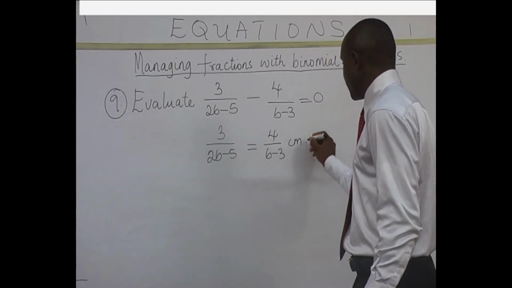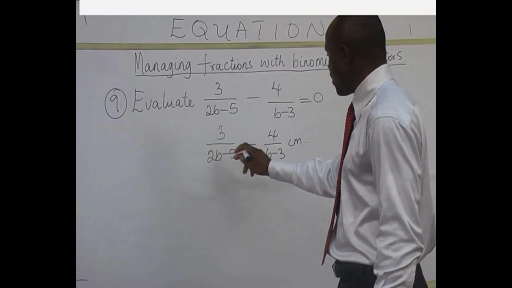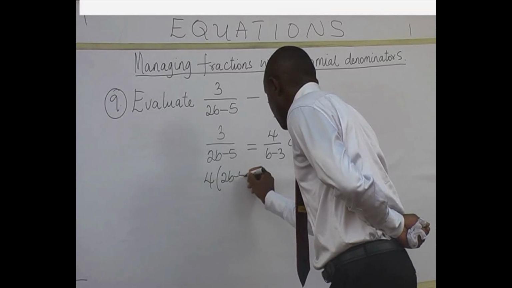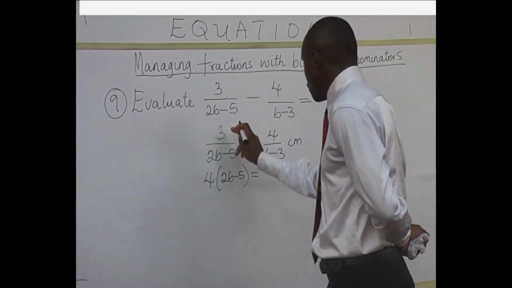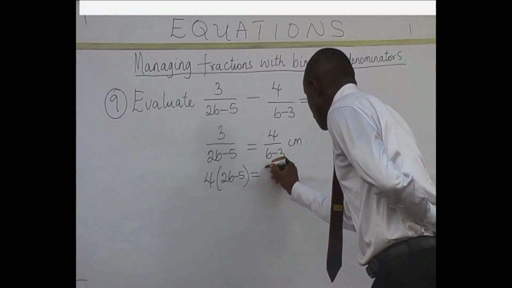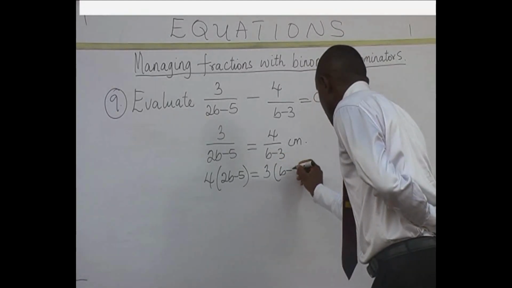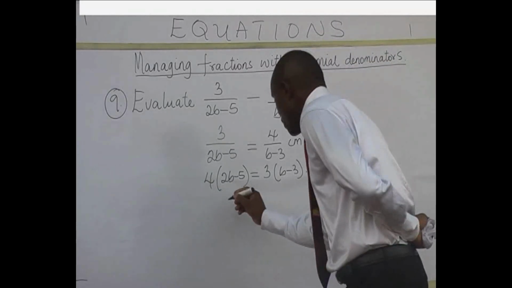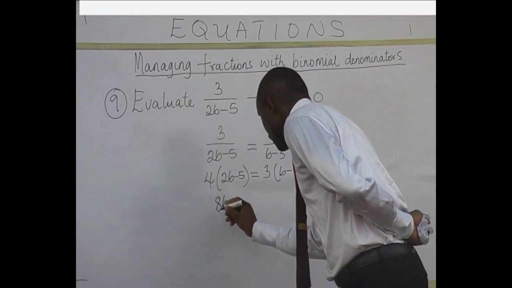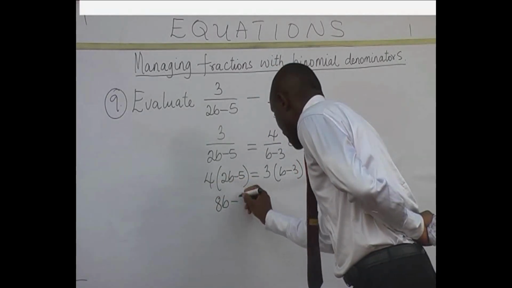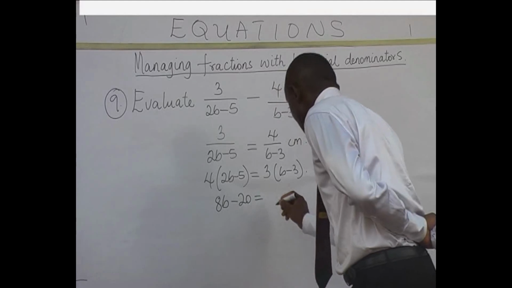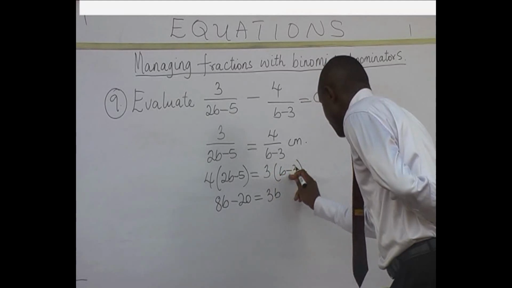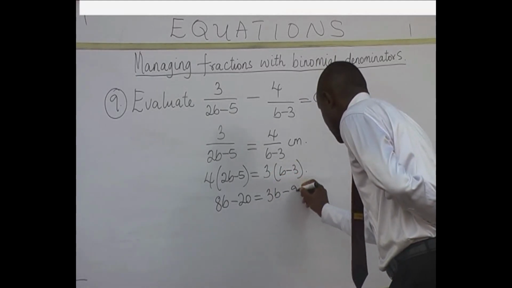Cross multiply. 4 times 2b minus 5 will give you 4 into 2b minus 5. It's going to be equal to 3 times b minus 3. It's going to give you 3 into b minus 3. Remove brackets. 4 times 2b will give you 8b. 4 times minus 5 will give you minus 20. Will now be equal to 3 times b will give you 3b. 3 times minus 3 will give you minus 9.